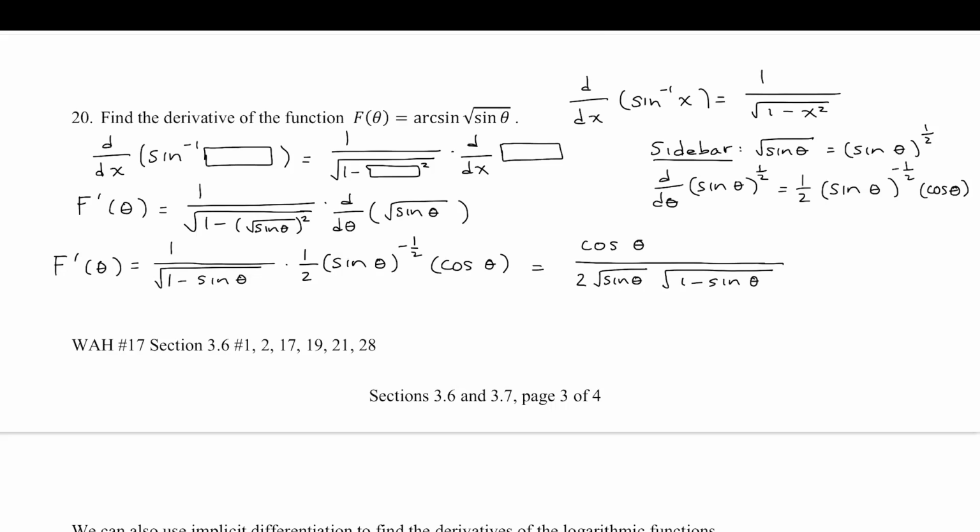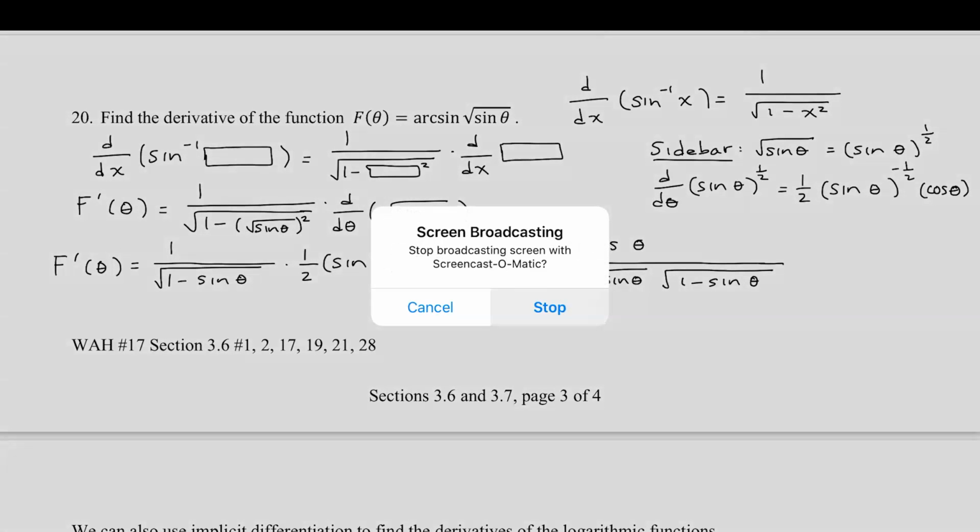So again, is it crucial, necessary that you simplify? No. Would it be good if you understood how the simplification works? Absolutely.